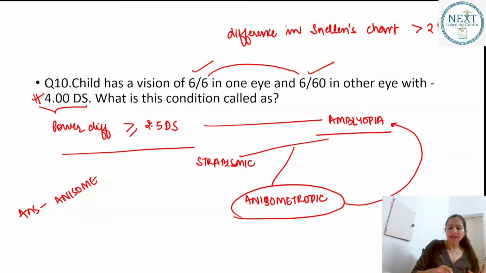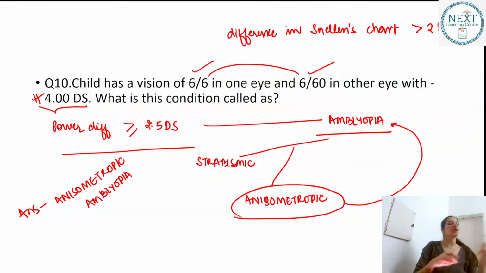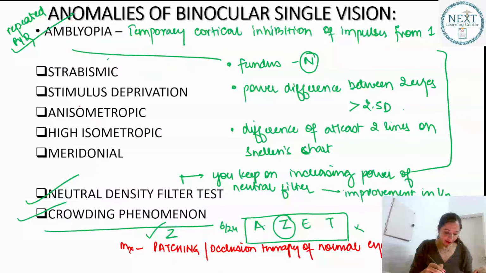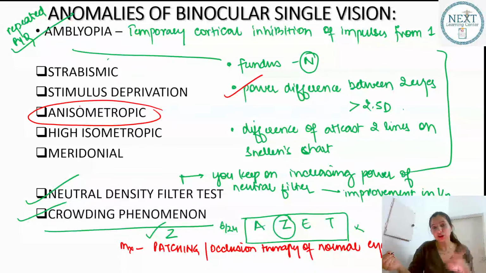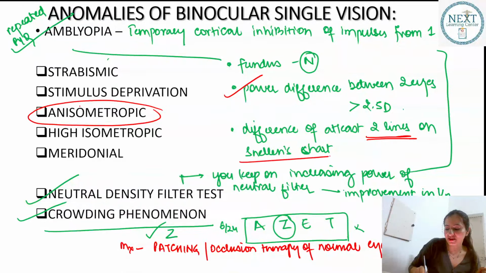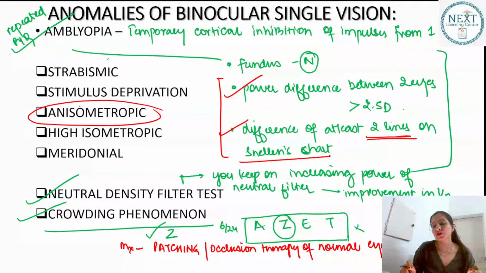Again, a concept that has been repeatedly taught. I have told you amblyopia is one topic you are going to get in every alternate exam, or probably in every exam. So there was no point in missing out on this topic. This has been taught here: in isometropic amblyopia, the power difference between the two eyes is more than 2.5 diopters and the difference is at least 2 lines on Snellen's chart. This slide is from your Maha revision slides.